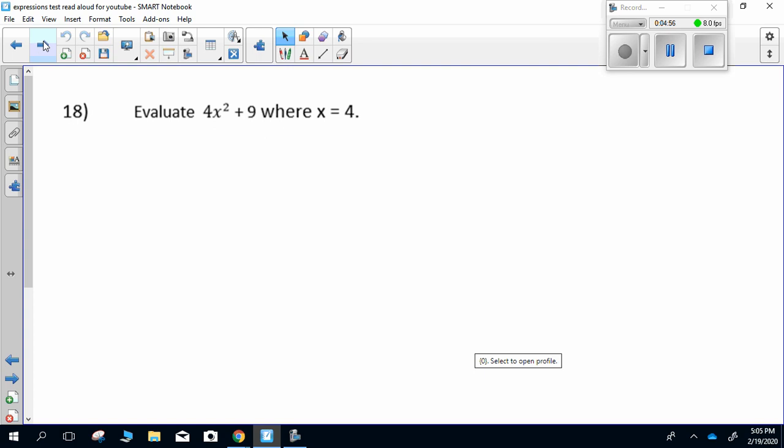Number 18, evaluate 4x squared plus 9 where x equals 4. Number 19, evaluate 2x, rather, minus 3, the quantity squared, where x equals 4.